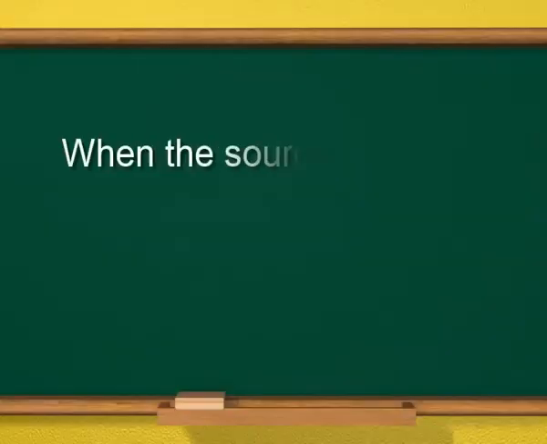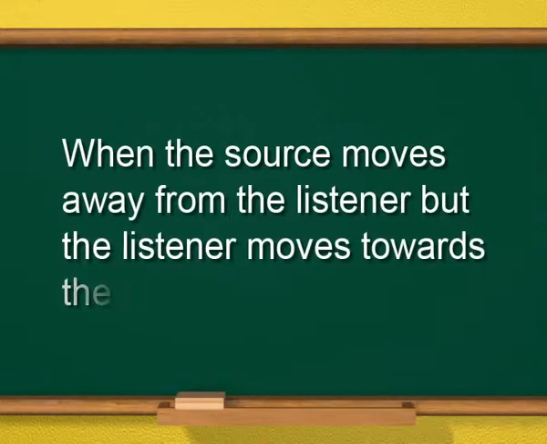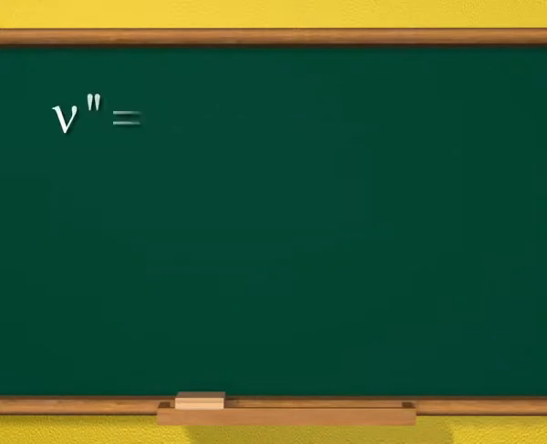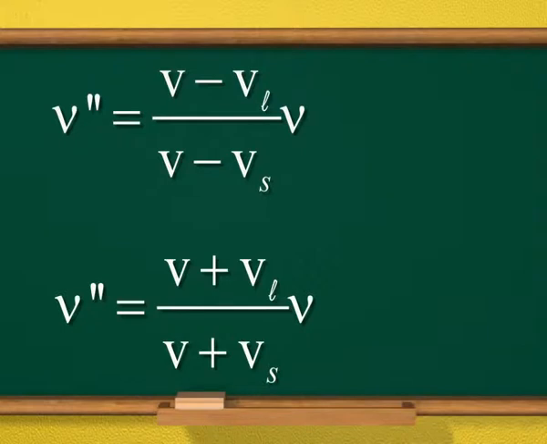Similarly, the expression for apparent frequency when the source moves away from the listener but the listener moves towards the source can be obtained by changing the signs of both Vl and Vs in the expression nu double dash equal to v minus Vl upon v minus Vs into nu. Hence, the expression for apparent frequency would be nu double dash equal to v plus Vl upon v plus Vs into nu. These are the conditions under the stationary medium.